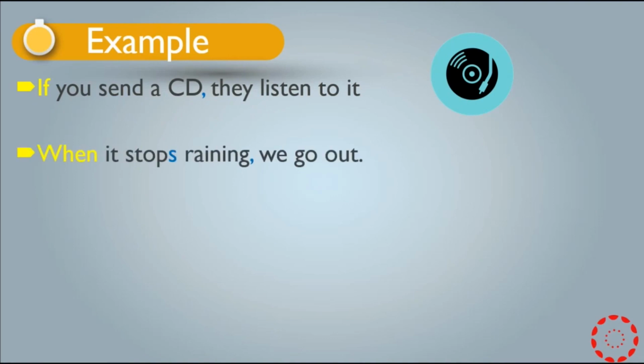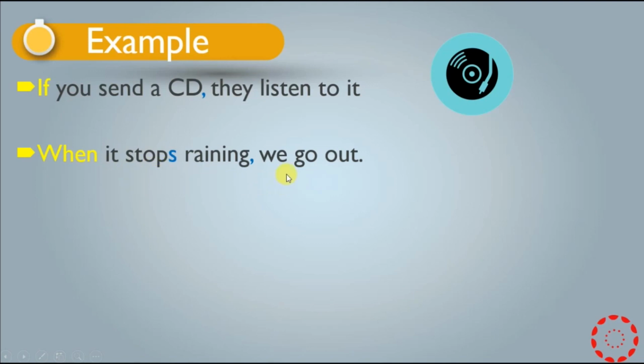When it stops raining, we go out. As you see here, after it the verb should take s. Why? Because we have it, and it is the third person singular, and as I mentioned in the previous slide, when we have he, she, it or a name, the verb should take s. When it stops raining, we go out.